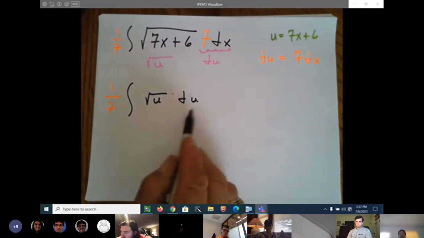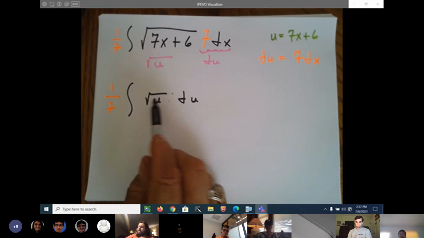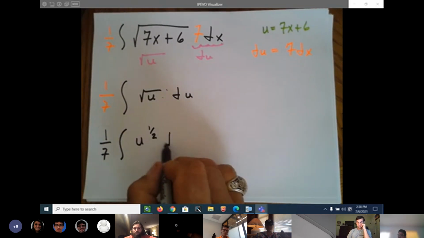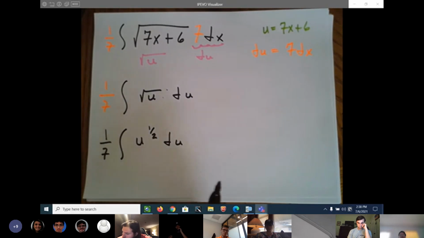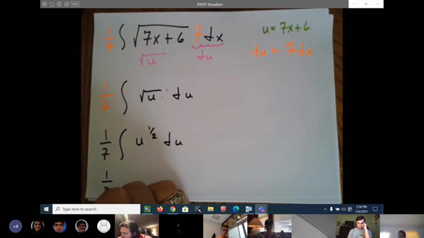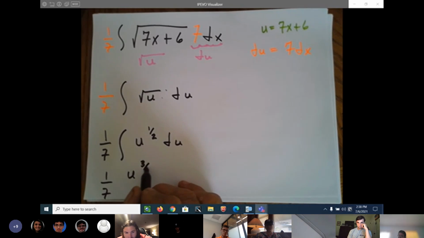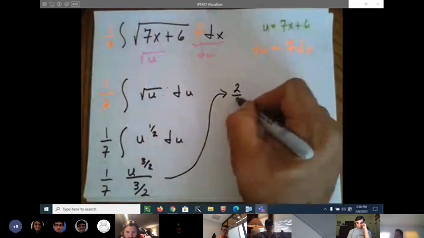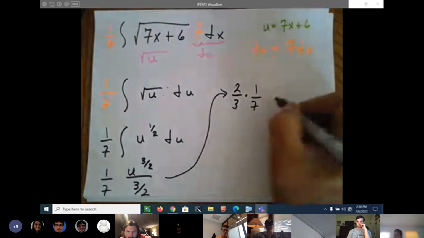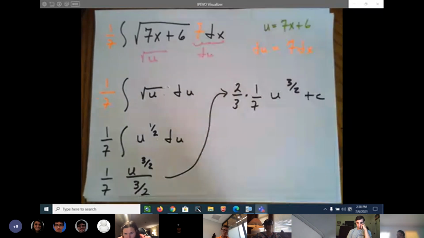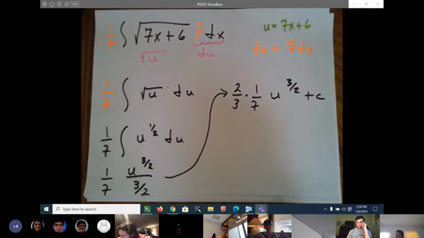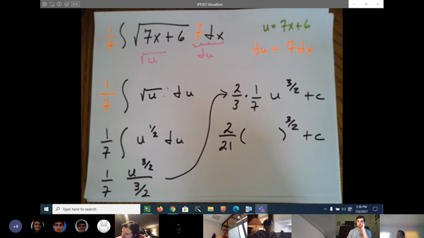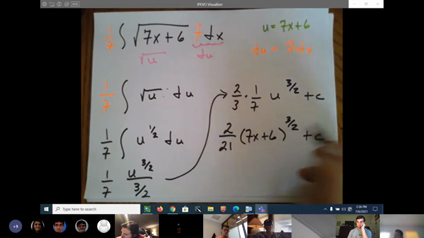So I've got the basic form of the power rule, except this needs to be an exponent. So 1/7 antiderivative of u to the 1/2 du. And that is the power rule. 1/7 u to the 3/2 over 3/2. 2/3 multiplied by 1/7 u to the 3/2 plus c. 2 over 21 parentheses to the 3/2 plus c. 7x plus 6.